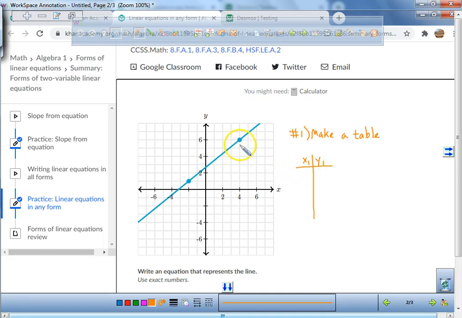Now, we have to know how to make a table out of this ordered pair right here, and we have to know how to make a table out of this ordered pair right there. So just make a table. All right, now what I'm going to do is I'm pausing it right now because I'm going to be asking my class to see if they know what these ordered pairs are, and I'll come back on the video in just a second. All right, so right now my students know the ordered pairs.